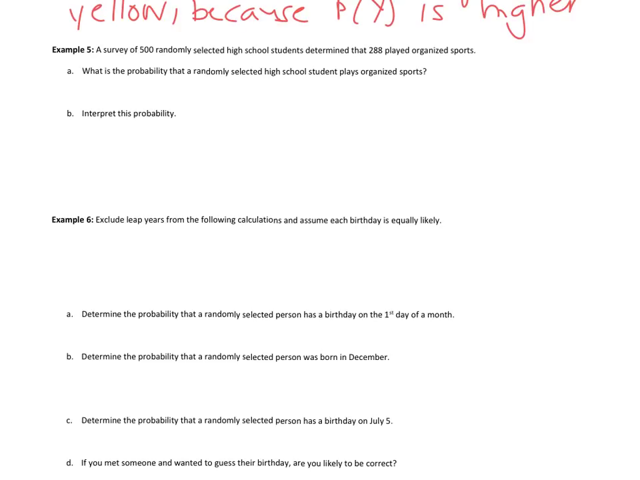So first of all, because this is a survey and they determined that this many students played organized sports, this is telling us we're going to calculate the probabilities using the empirical method. So it's a relative frequency. All right, so the probability that they play organized sports, well, it will be 288 out of 500, which was about 0.576.